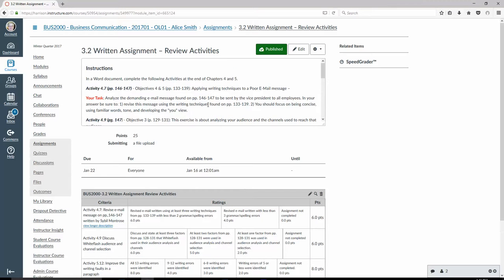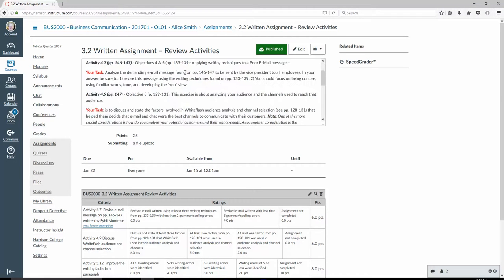Okay, 3.2 written assignment. We're going to go over this more in depth at the end, but I just want to pop this in to you. Activity 4.7, applying the writing techniques to a poor email message. And then activity 4.9, this exercise is about analyzing your audience and the channels used to reach that audience.